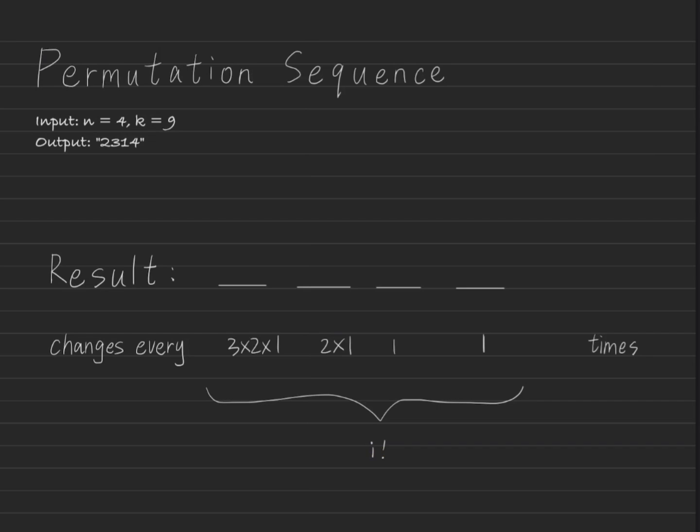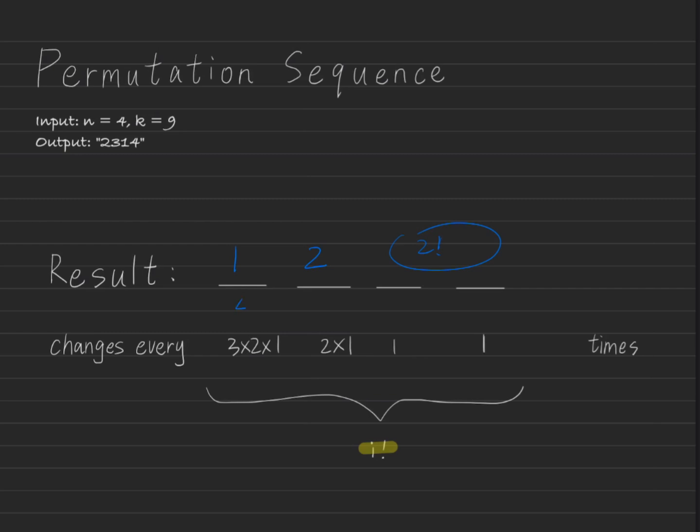To summarize, we observe that the number at each index would change every i factorial times. This is because if we were to pick one number at the first spot, this leaves 3 factorial possibilities for the rest of the 3 numbers. Similarly, if we already picked the first 2 numbers, this will leave 2 factorial possibilities for the remaining 2 numbers.